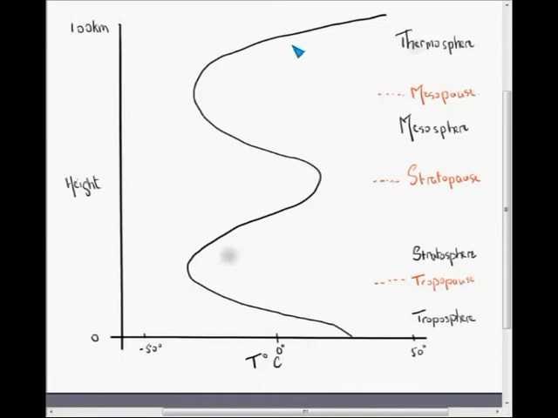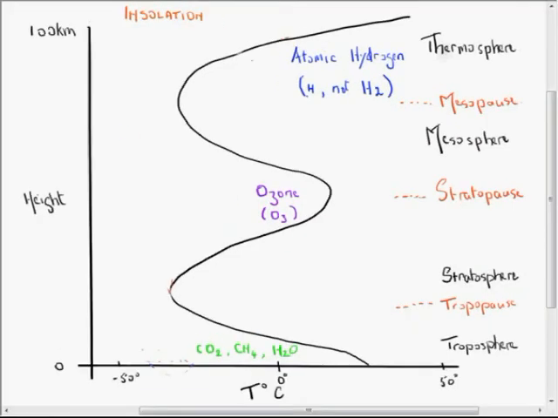In each layer, it is a different gas that is causing the increase in temperature. So in the thermosphere, it is atomic hydrogen, that is not molecular hydrogen. In the stratosphere, it is ozone, O3. And in the lowest layer, the troposphere, it's carbon dioxide, methane, and water. The incoming solar radiation or insolation is absorbed in different ways by these.